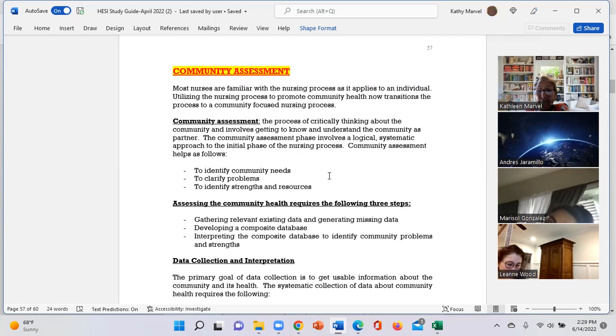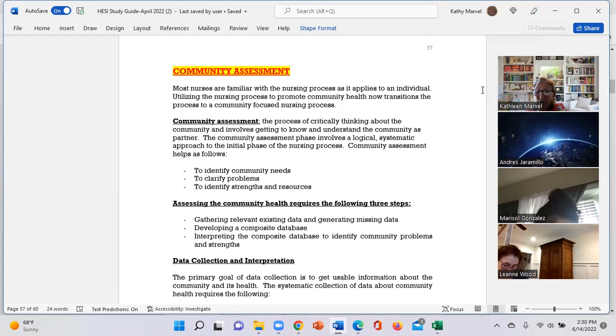Think of your ADPI, right? Assessing the community health needs requires the following steps. It goes through the 3 of them. You have to gather information, come up with a database, and then identify our community problems and strengths.